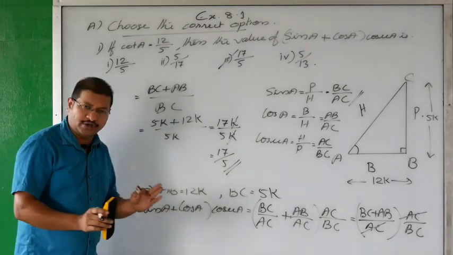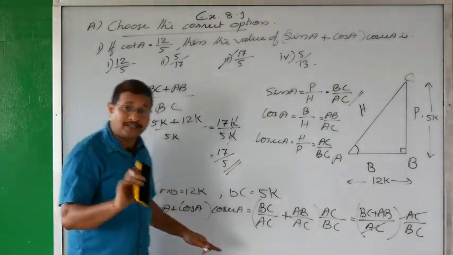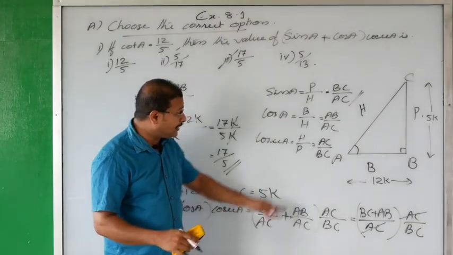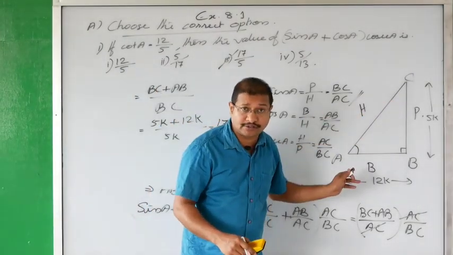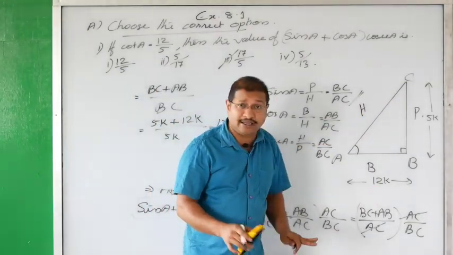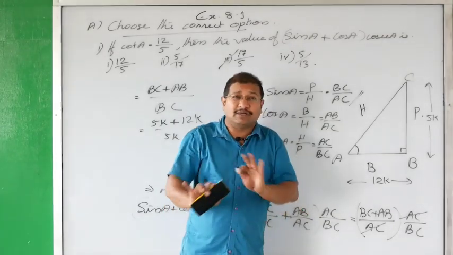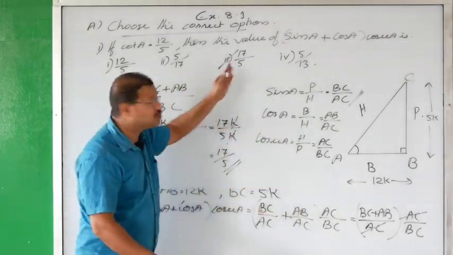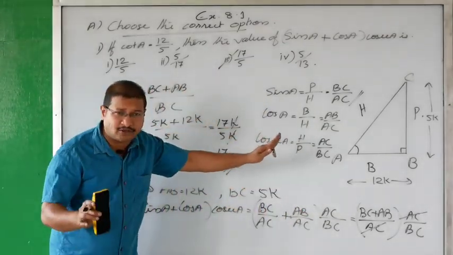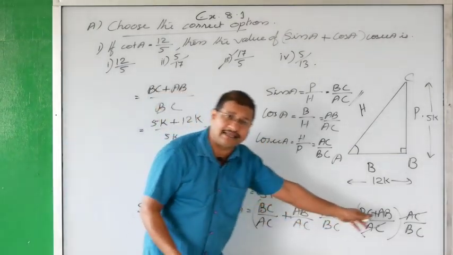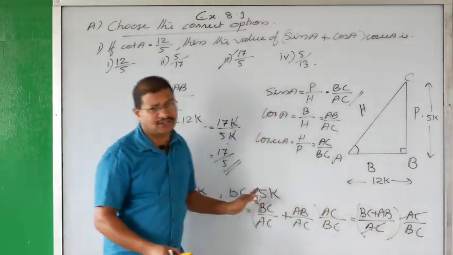Of course, if you want, you can use the Pythagoras theorem. After that, you can find the hypotenuse, and we are going to get 13. But there is no need for that one, because the hypotenuse cancels here, so we can apply this method without the Pythagoras theorem.